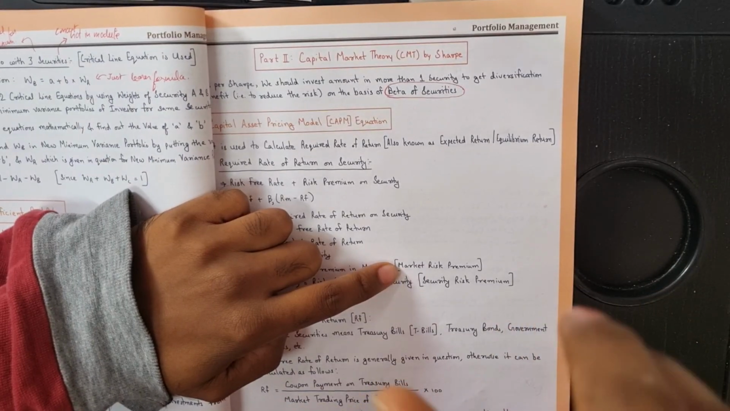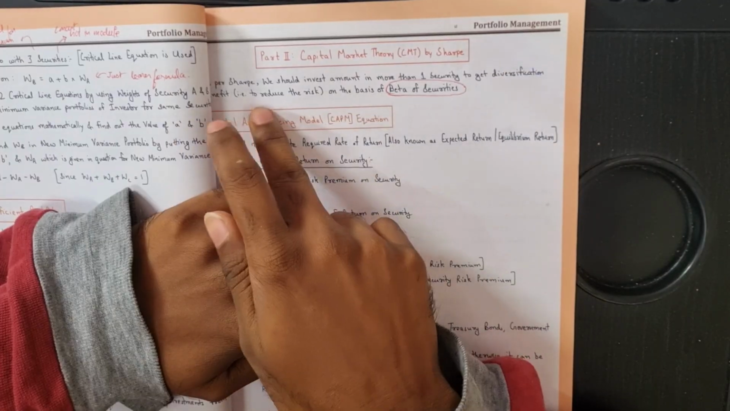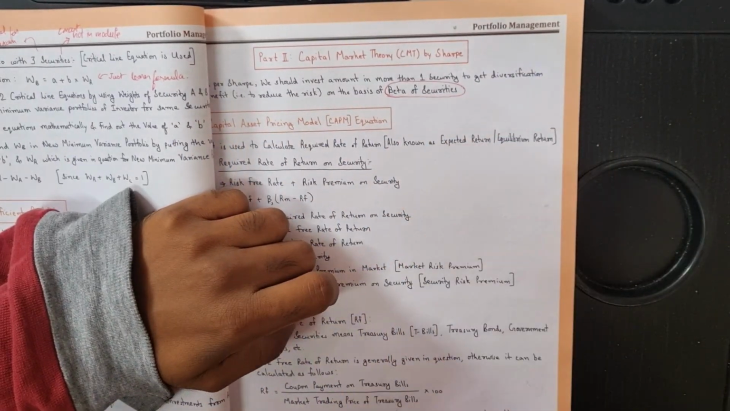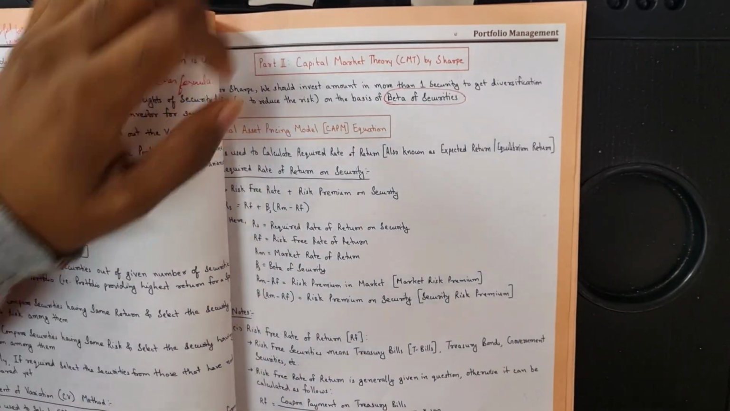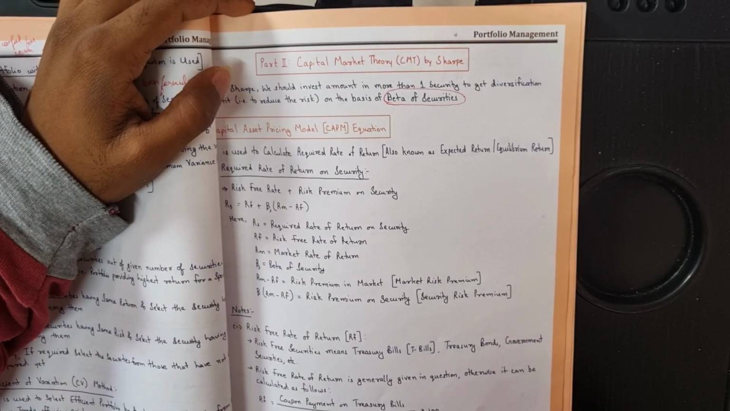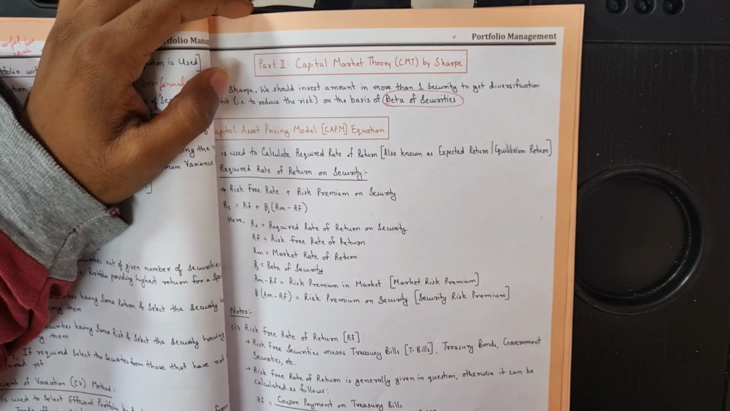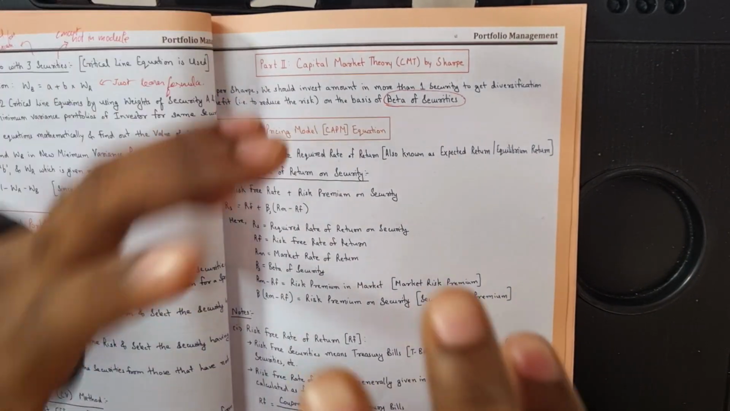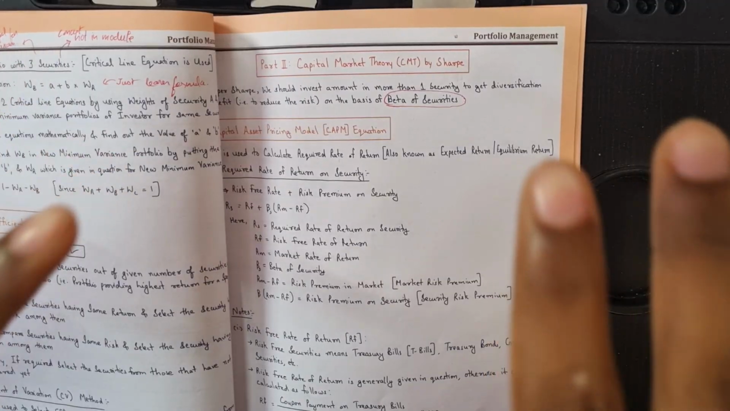Okay, here what does Sharpe say? The first line is the same, but on the basis of beta of securities. So he takes beta of securities into consideration. We can get diversification benefit on the basis of beta of securities. So what Sharpe says is that we can get diversification benefit on the basis of beta of securities.